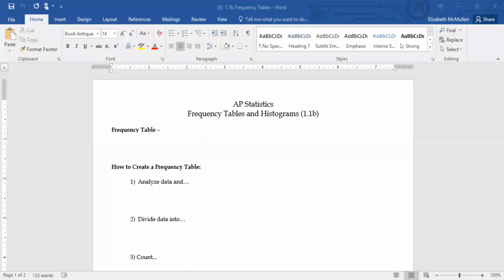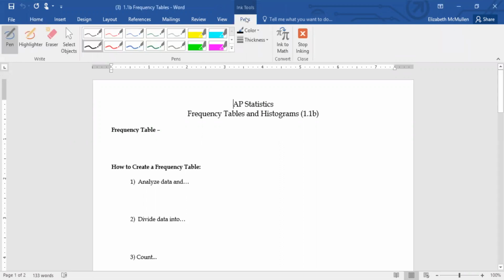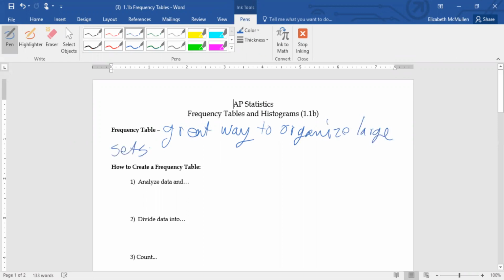All right, today's video is talking about frequency tables and histograms, specifically about frequency tables. First off, we need to know that a frequency table is a fantastic way, a great way to organize large sets of quantitative data. Remember, these are the number ones.